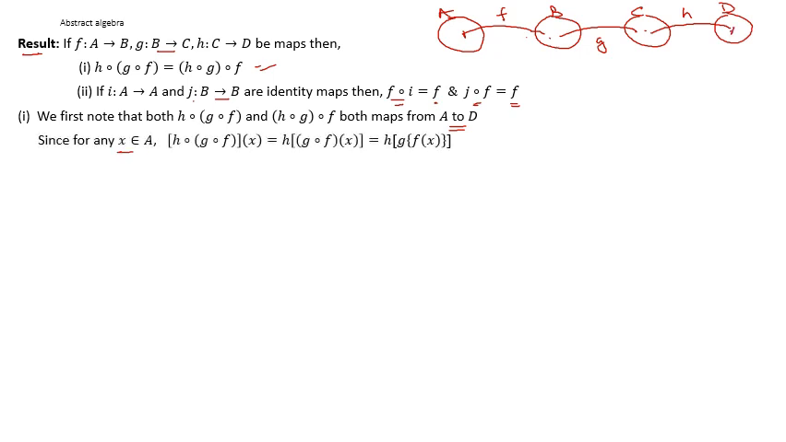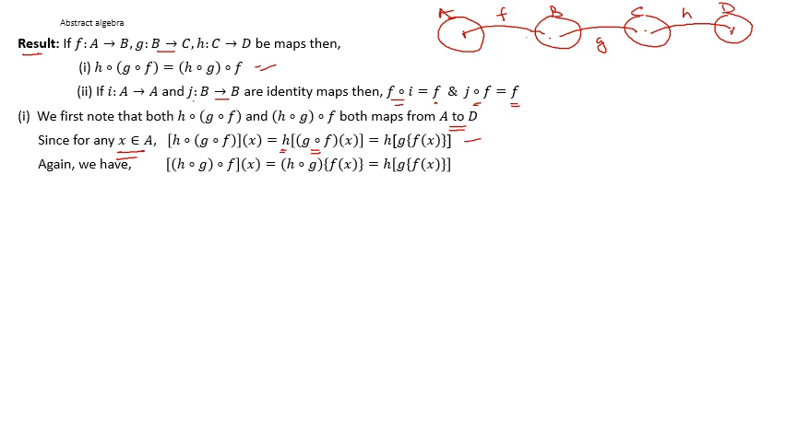Suppose x is an arbitrary element of capital A. Then what is (H∘G∘F)(x)? This means H of (G∘F)(x). But what is (G∘F)(x)? This is G of F(x). So this means H(G(F(x))).